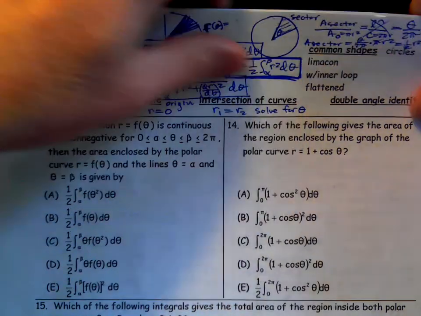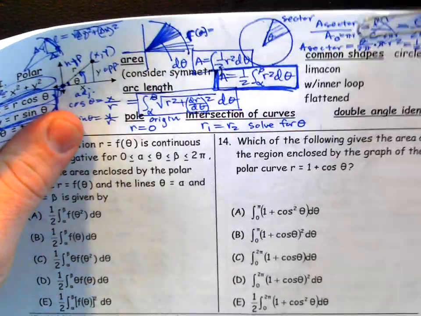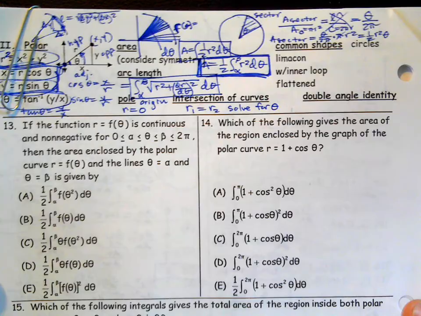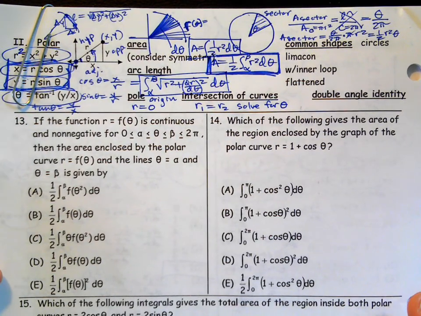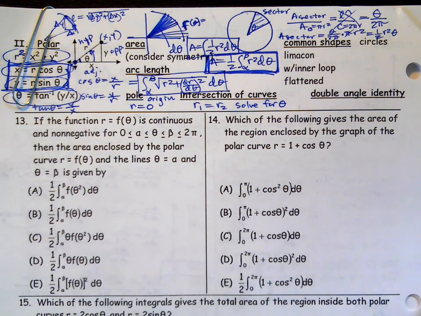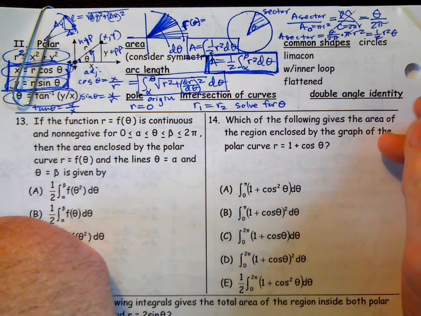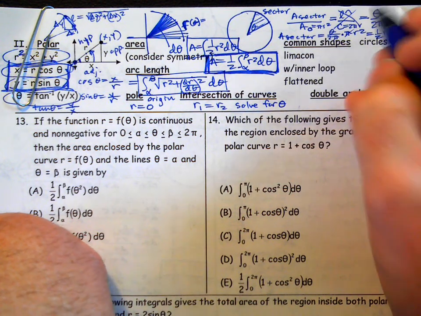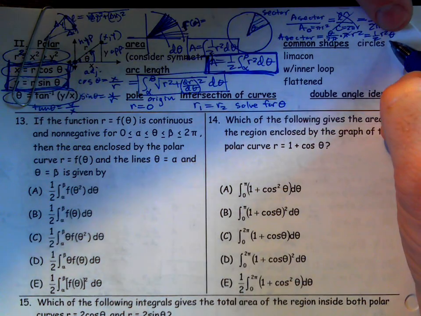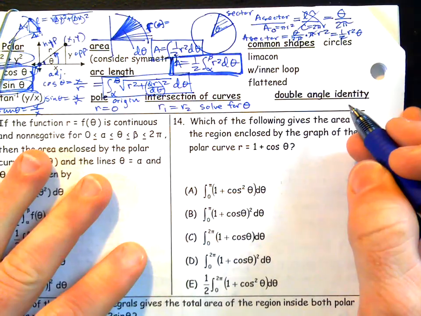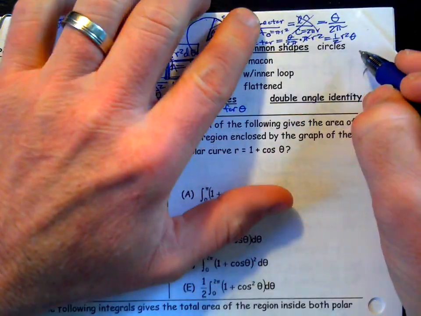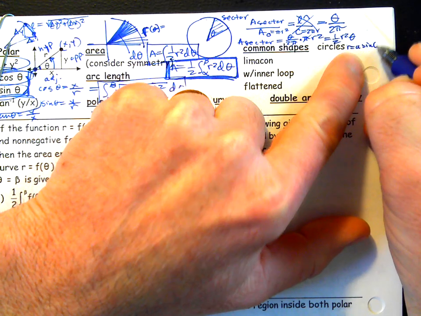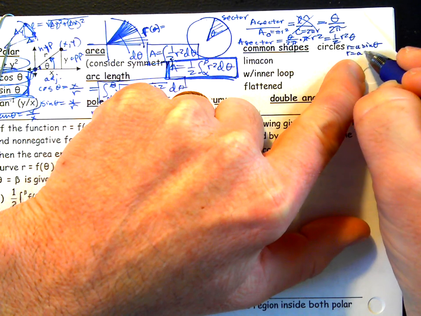Okay, so a similar approach. There are some common shapes that come up that I think are good to just be familiar with, because then you have a quick rough idea of what the shape looks like. Not that you're going to be asked about the names. Circles have the equation r equals A sine theta or r equals A cosine theta.